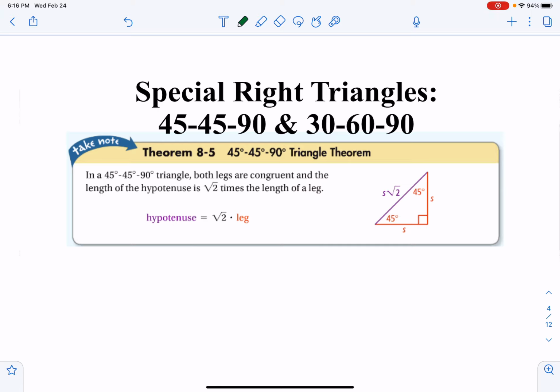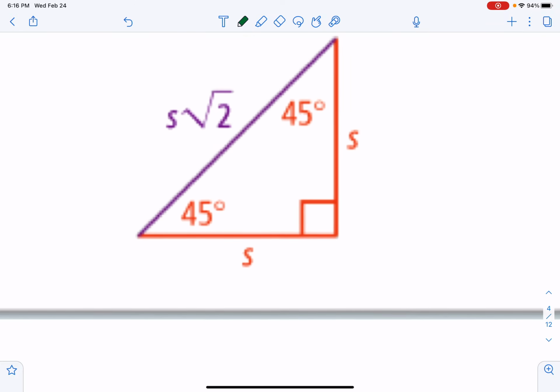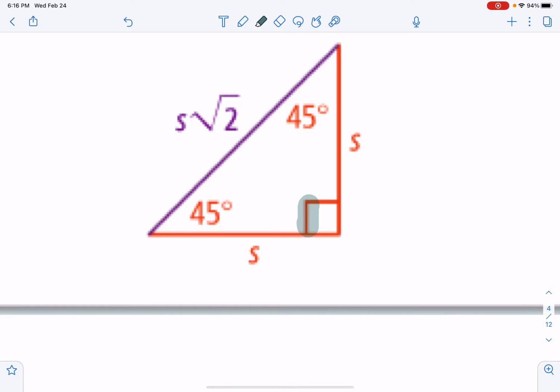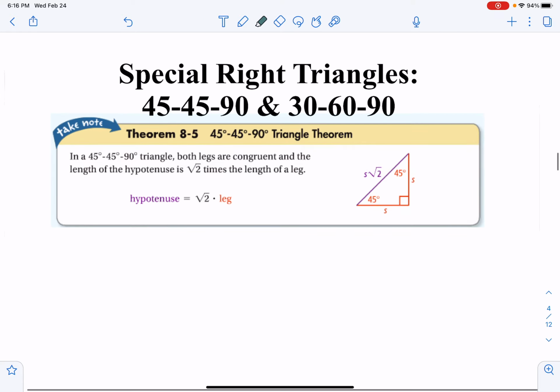Okay, here we go. Special right triangles. We're going to look at right triangles. The way we know it's right is this box right here. And we're going to be doing a lot with triangles in chapter 8, and so these are just some that are used frequently. They teach some shortcuts.